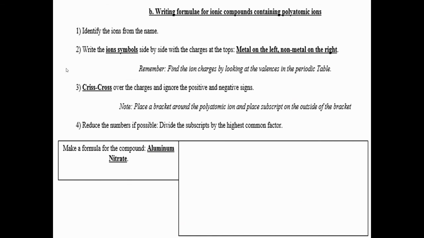You should be able to make a formula from a name, and it's the same way that it works normally. You just do your crisscross and reduce if you need to. So we'll do an example here. We'll write the charges of the ions here side by side. So metal first, and then I usually put the polyatomic ion in bracket. Nitrate is NO3, and it's charged outside, 1 minus. Then I crisscross.